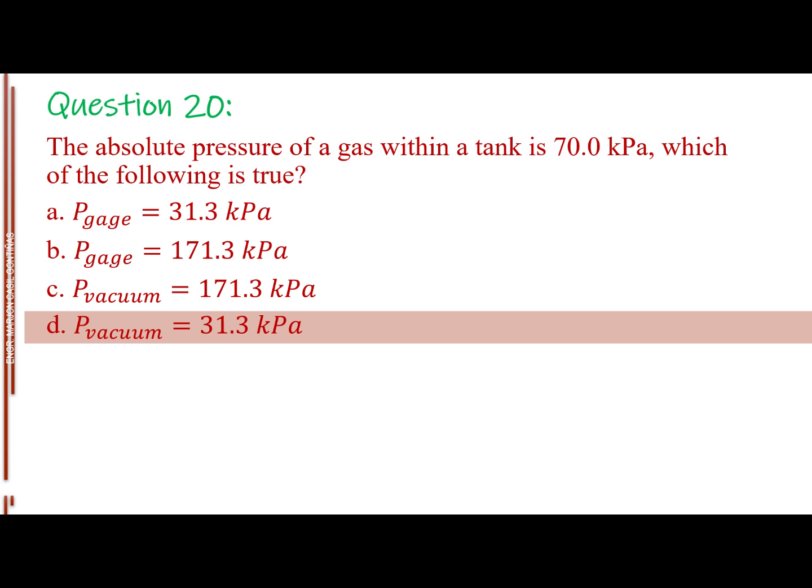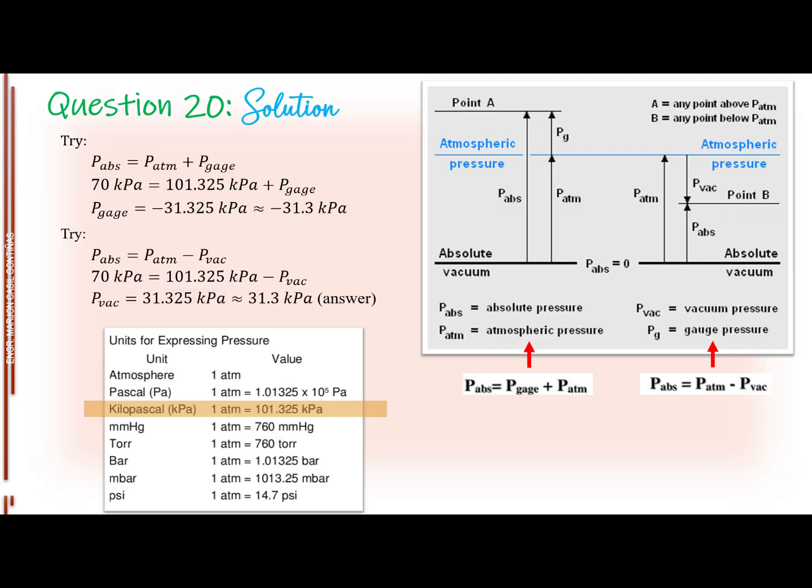The answer is letter D. P vacuum equals 31.3 kilopascals. Just pause this video for the solution.